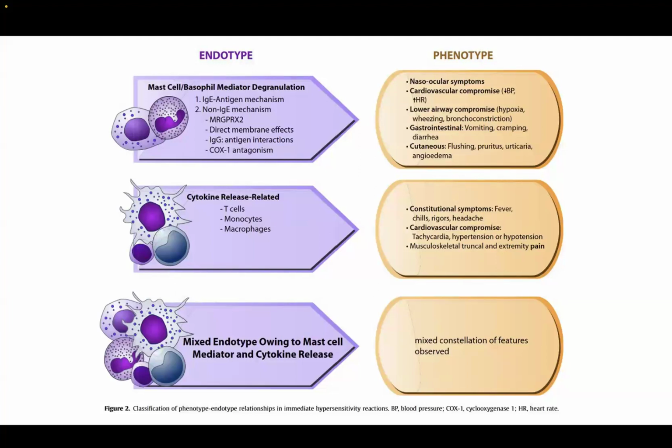So this is extremely helpful when you assess your patient. You see what manifestations my patient is having, and then I would know what could be the underlying mechanism or endotype. Then there is a mixed endotype owing to mast cell mediator and cytokine release. Yes, this could happen at the same time, and this will result in a mixed constellation of the features mentioned above.